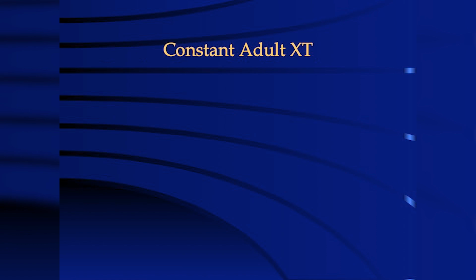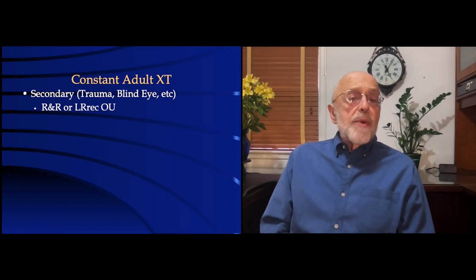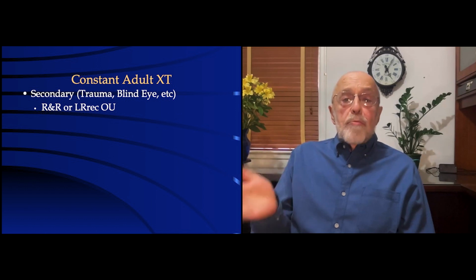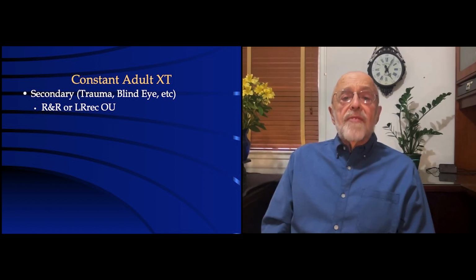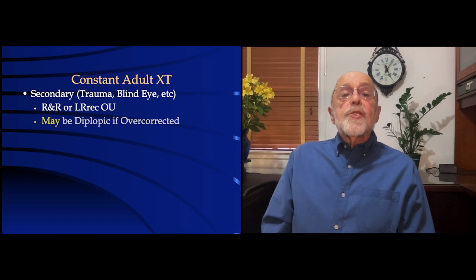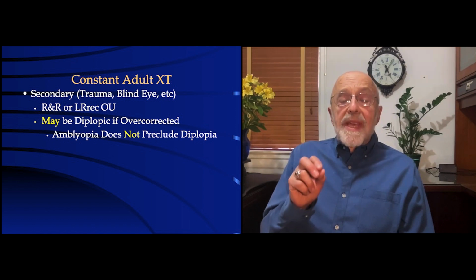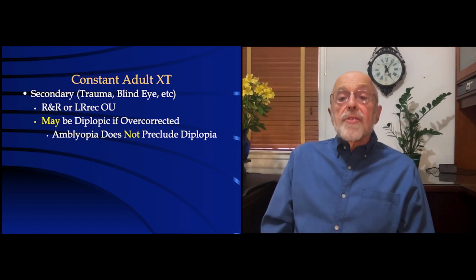As I said, it could be secondary trauma. Blind eyes tend to drift exotropic, and they can be treated with either recess-resects or lateral rectus recessions. Obviously, if there's an amblyopic or an amaurotic eye, you'd want to confine surgery to that eye. These patients may be diplopic if overcorrected. And what's important to note is that amblyopia, even dense amblyopia, does not preclude diplopia. Some of the most bitterly diplopic patients I've seen were ones who had vision far poorer than 20/200 in their deviating eye.